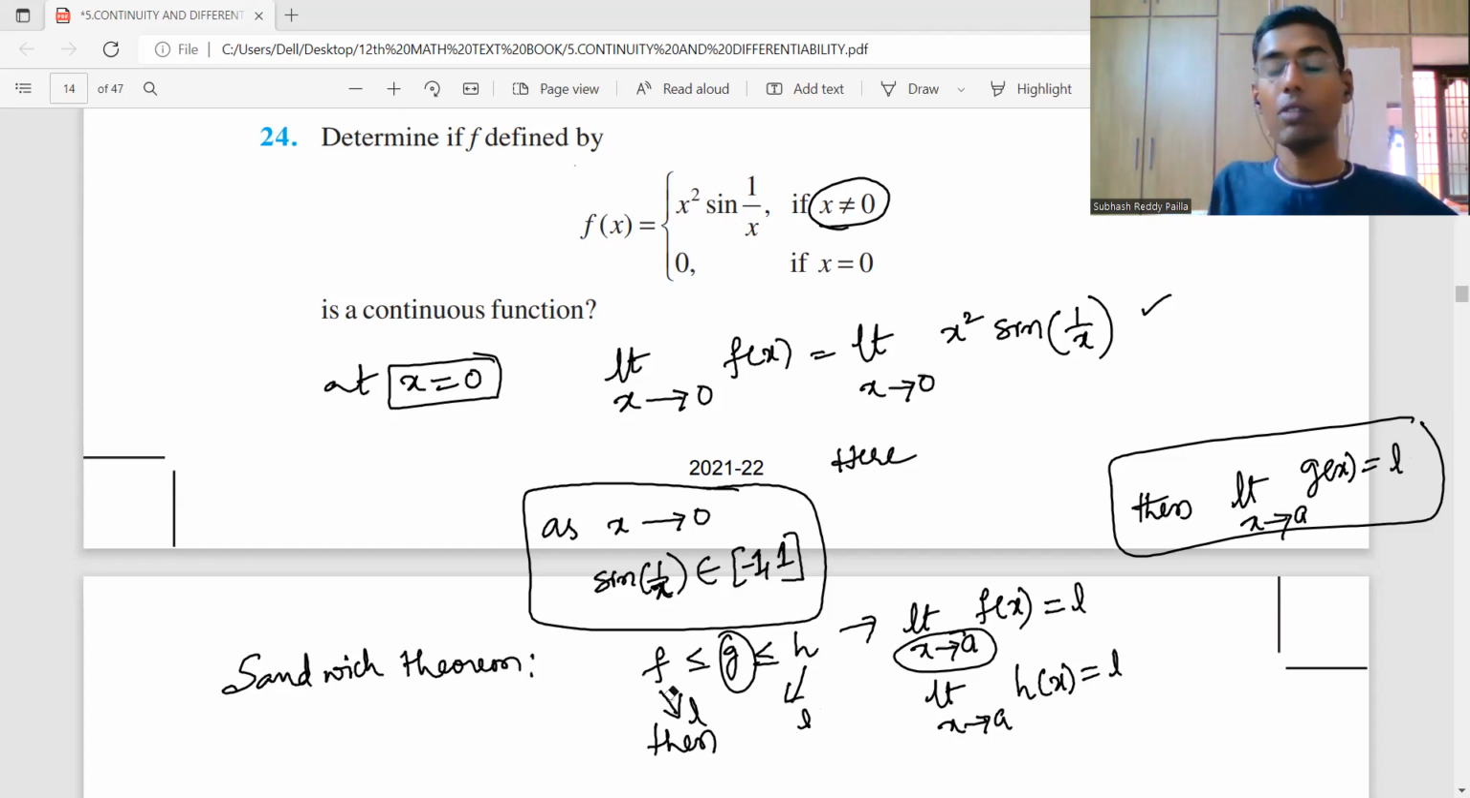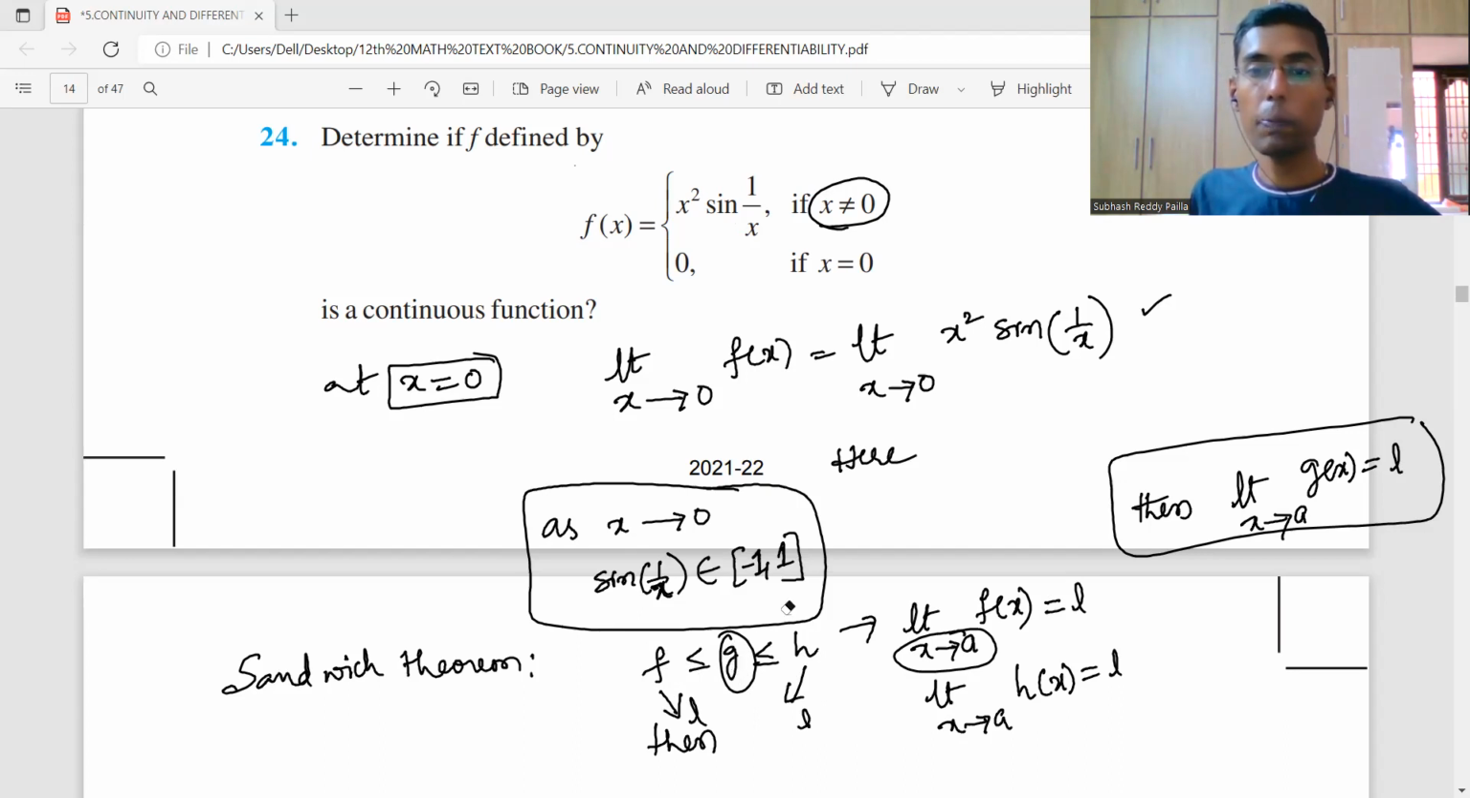Sandwich theorem. Sandwich means you understand something between two things: upper one bread and lower one bread, and in between some jam. So if the limit of F is L and the limit of H is L, then the limit of G, which lies in between, also becomes L. That is the sandwich theorem.